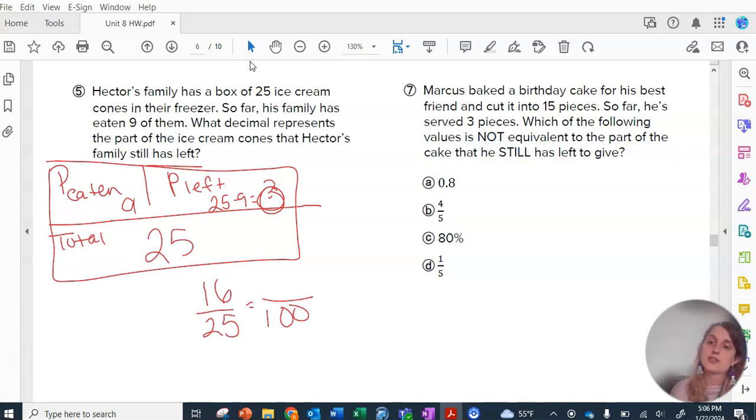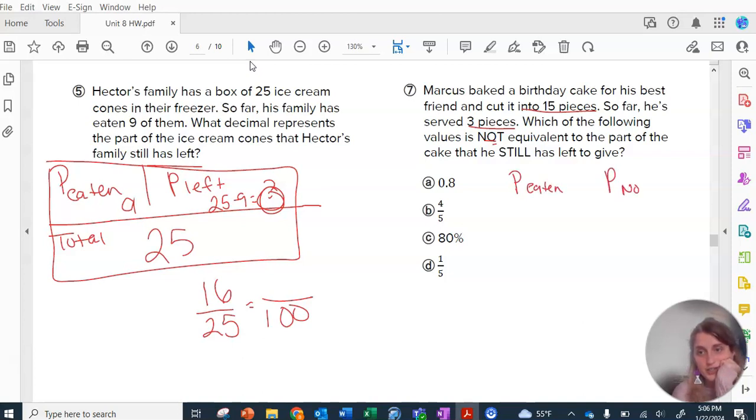Marcus baked a birthday cake for his best friend, and cut it into 15 pieces. So far, he's served 3 pieces. Which of the following values is not equivalent to the part that he still has left to give? Okay, part served or eaten, part not eaten. Total. Total is 15 pieces.